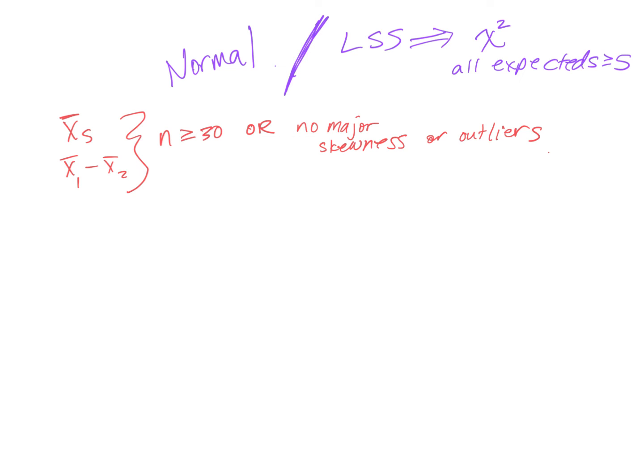What becomes really important is that as you refer to a graph, you do so as specifically as possible. So don't say, oh, the graph shows no major skewness or outliers. Say, oh, the dot plot of blah, blah, blah, blah, blah.